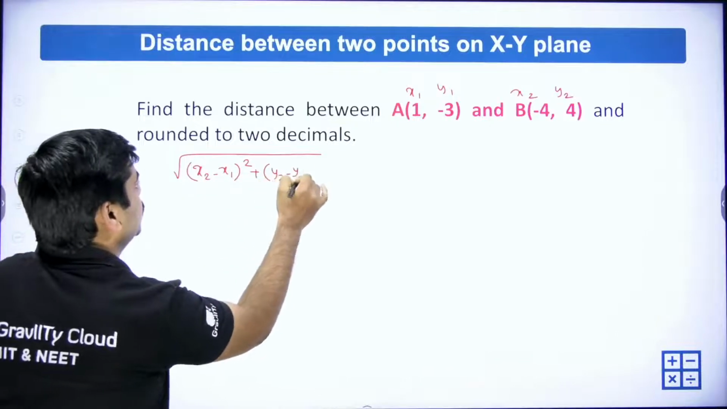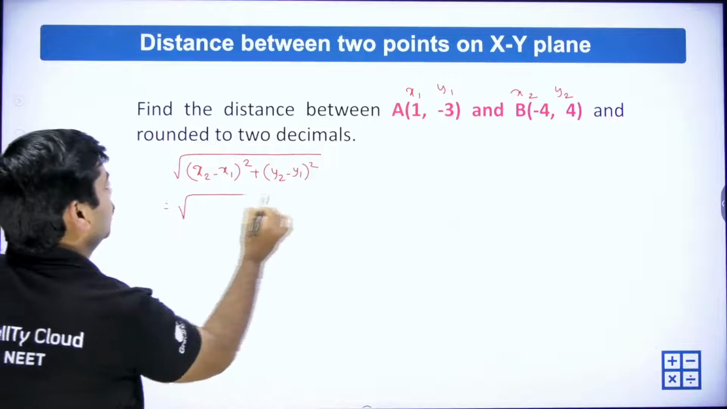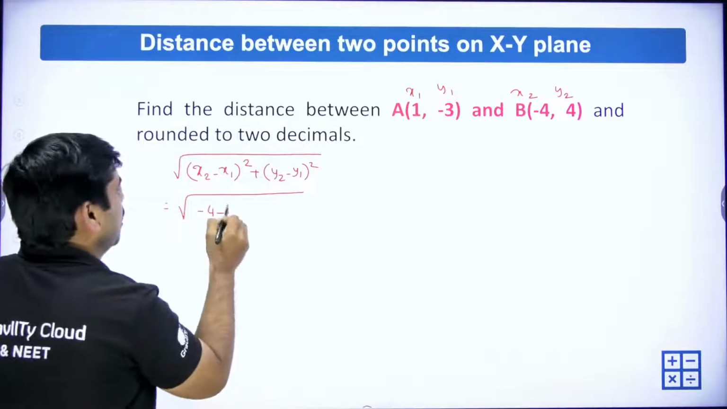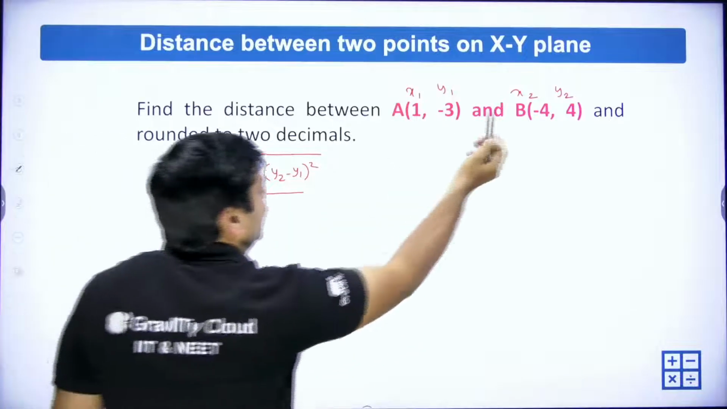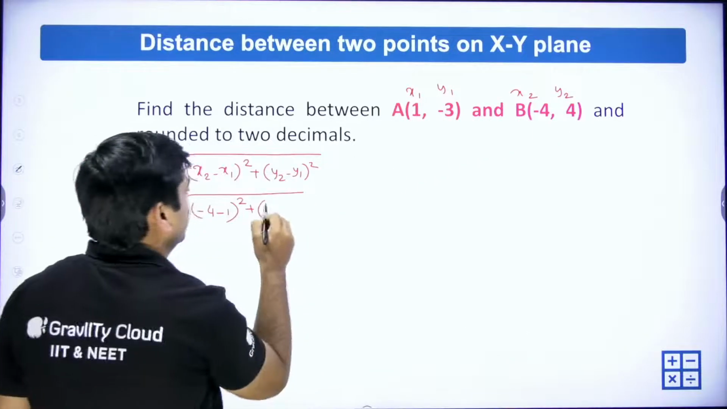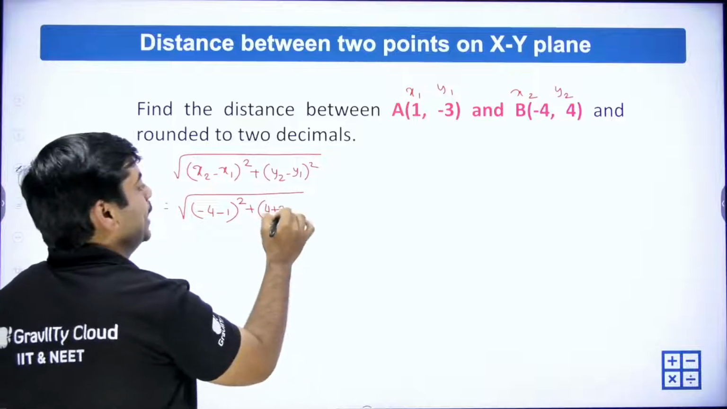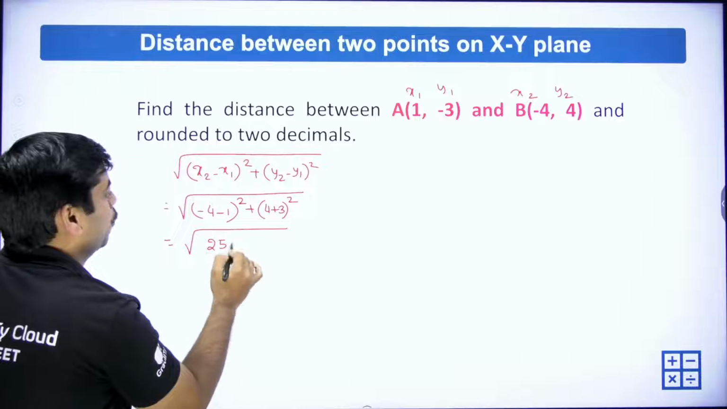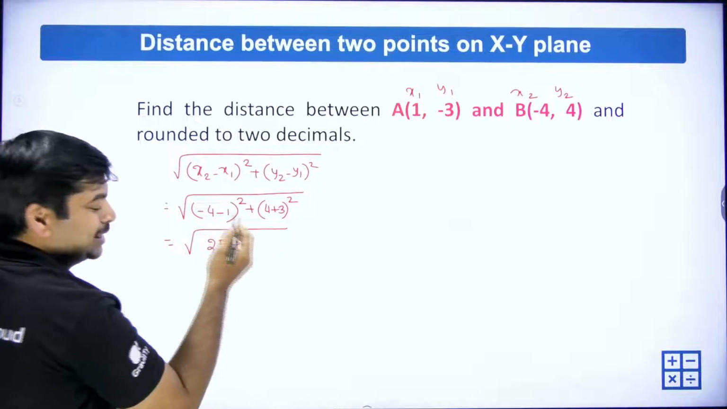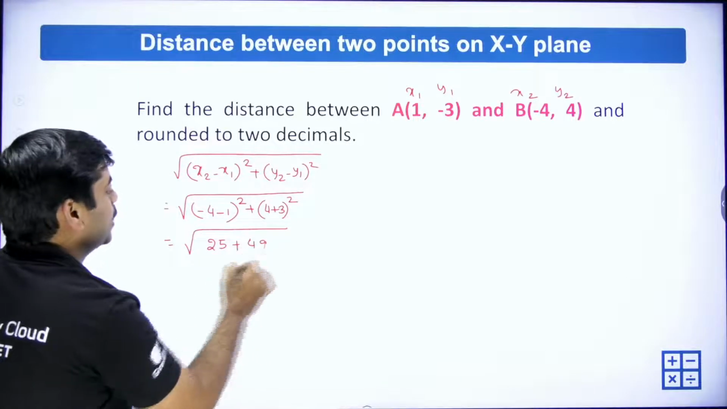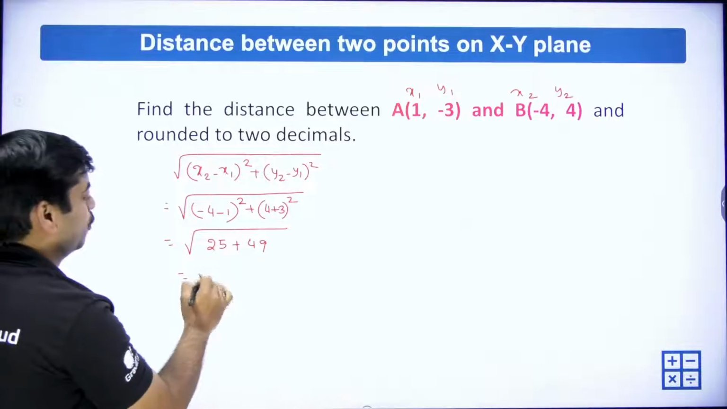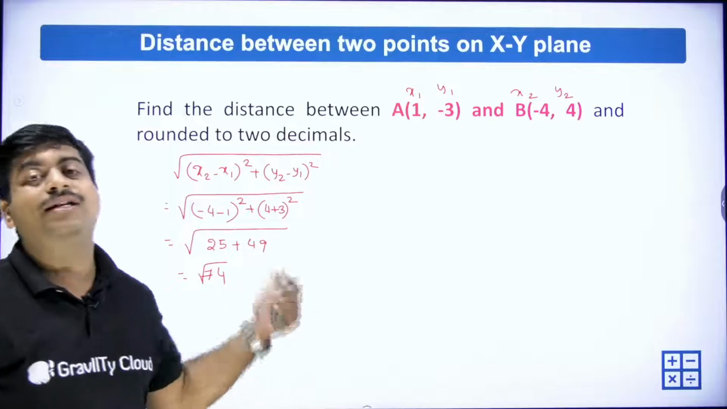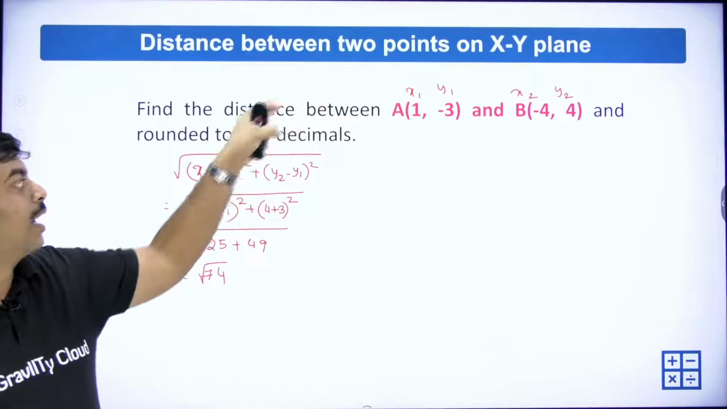whole square. So that will be equal to root over (4 minus 1) whole square plus (4 minus of minus 3) ... 4 plus 3 square. So that will give you 4 plus 1, 5 square is 25, plus 4 plus 7, 7 square is 49. So that will give you 74. We got root 74, but we haven't discussed what is the value of root 74 rounded to 2 decimals.